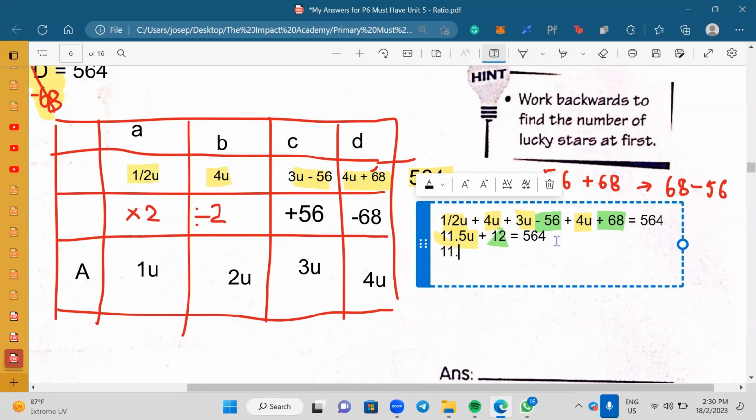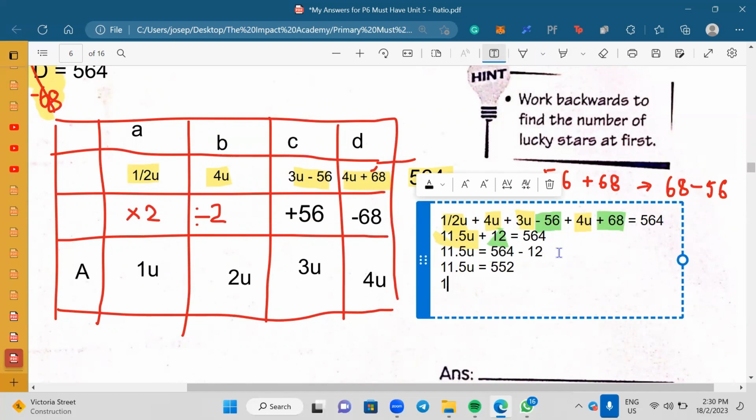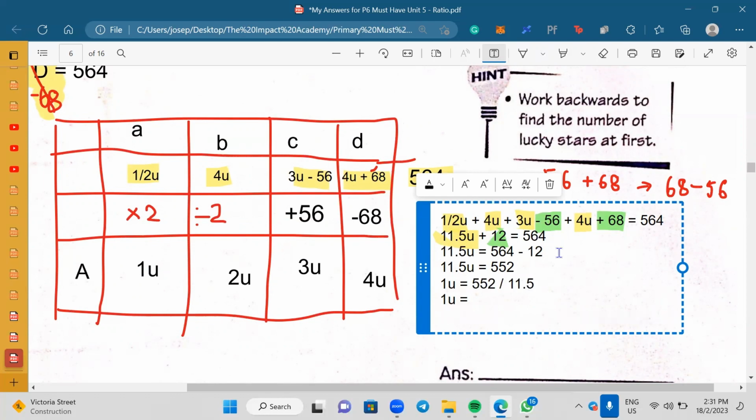11.5 units is equal to what happens? Now, when I bring something over to 564, I have to bring 12 over. Agree? Minus 12. Am I making sense here? Because it's positive 12 over here, correct? Once I bring it over the equal sign, it's minus 12. Okay, 11.5 units equals 564 minus 12. That gives me 552. Then we find Mr. Greenman, which is 1 unit. Agree or disagree? 552 divided by 11.5 gives you how much? 1 unit is equal to 48.